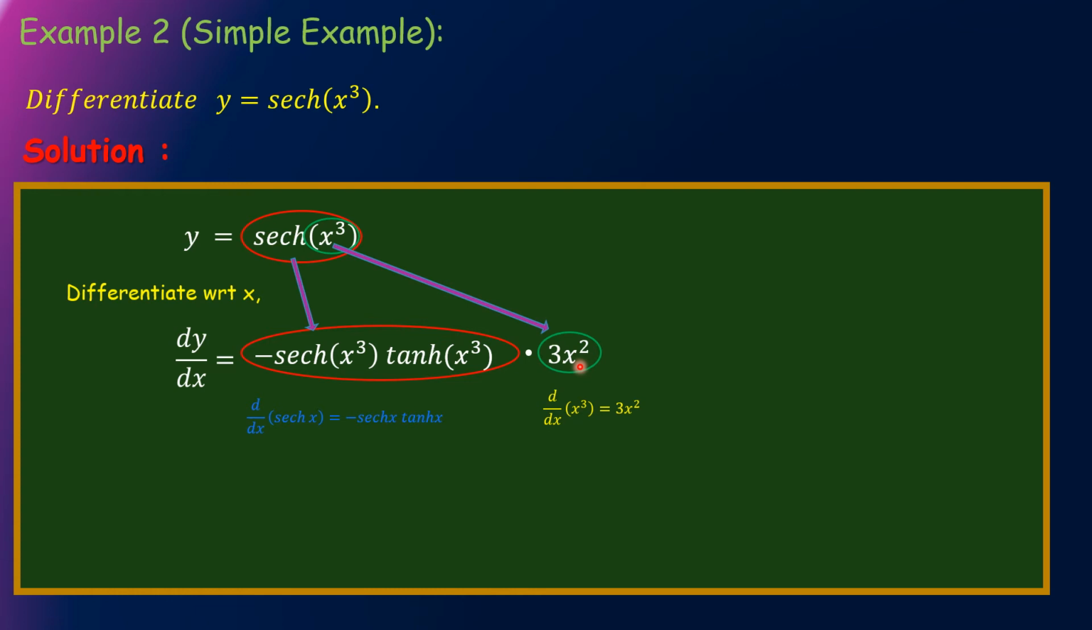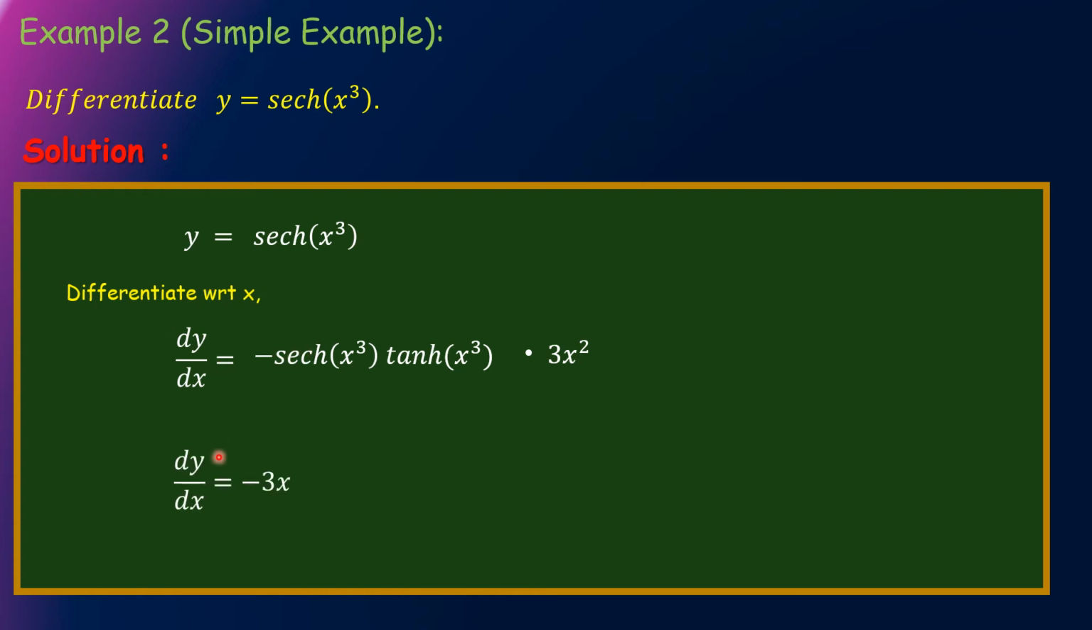Okay. And then we need to simplify the answer. We just bring 3x squared to the front. Then the final answer is negative 3x squared sec x cubed tan x cubed.